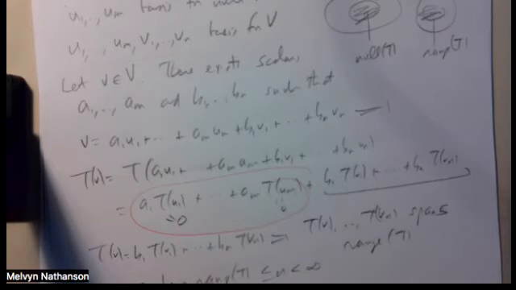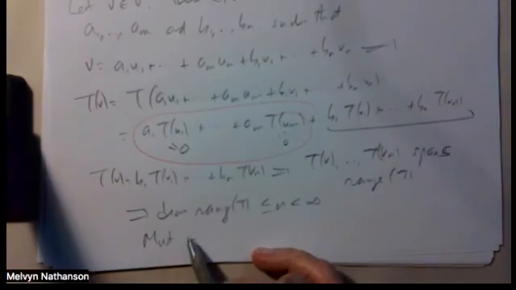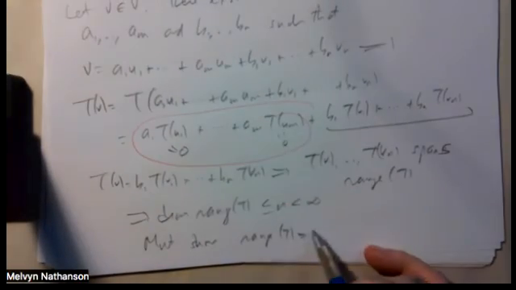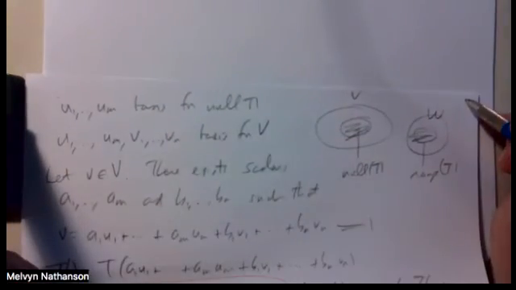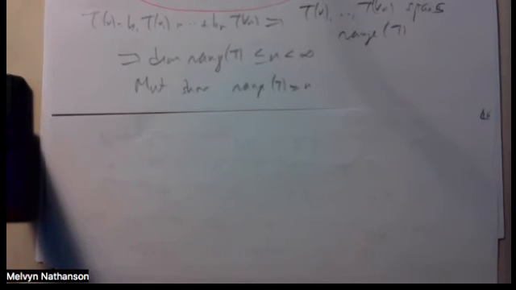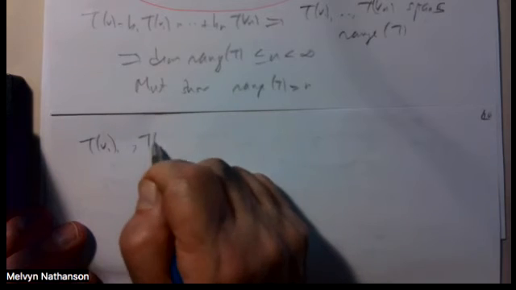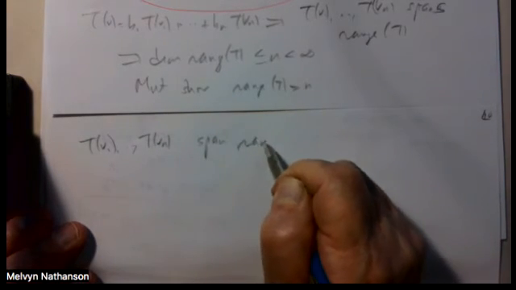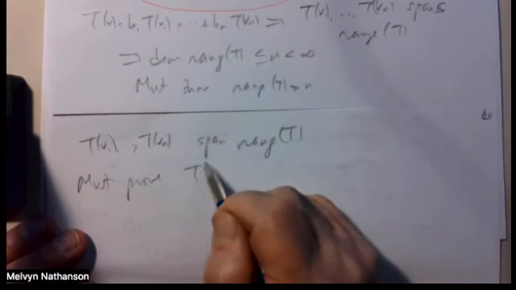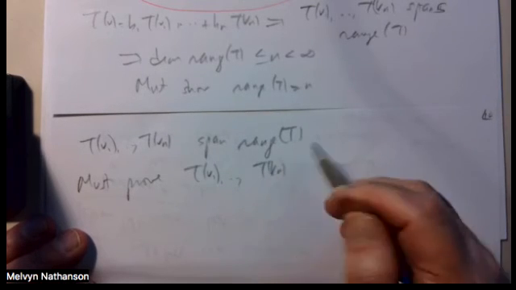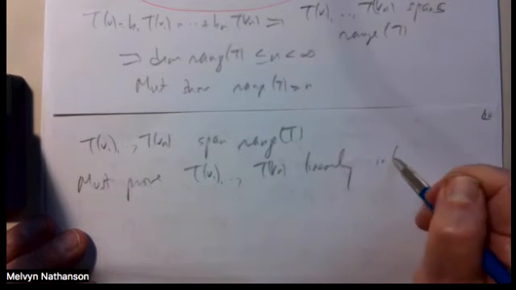And in fact, what I want to show is that the range of T has dimension equal to n. And the way I will do that: we know that T of V1 up to T of Vn span the range of T, and I have to prove that T of V1 up to T of Vn are linearly independent.